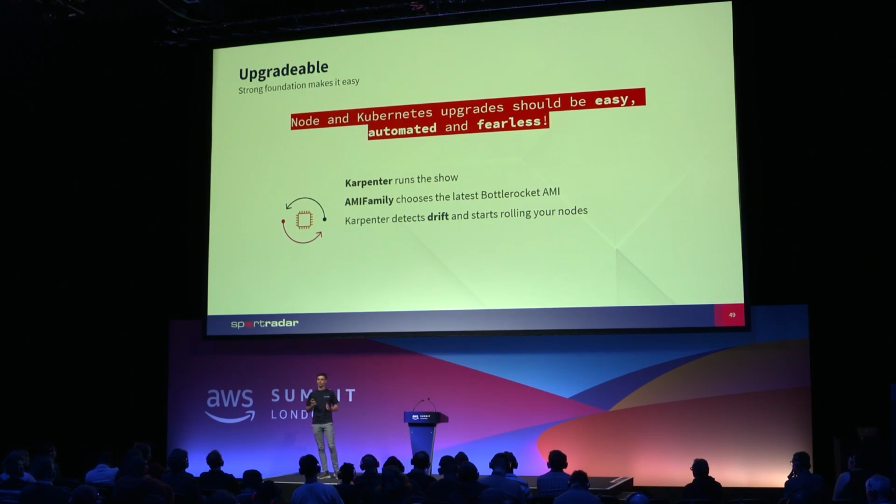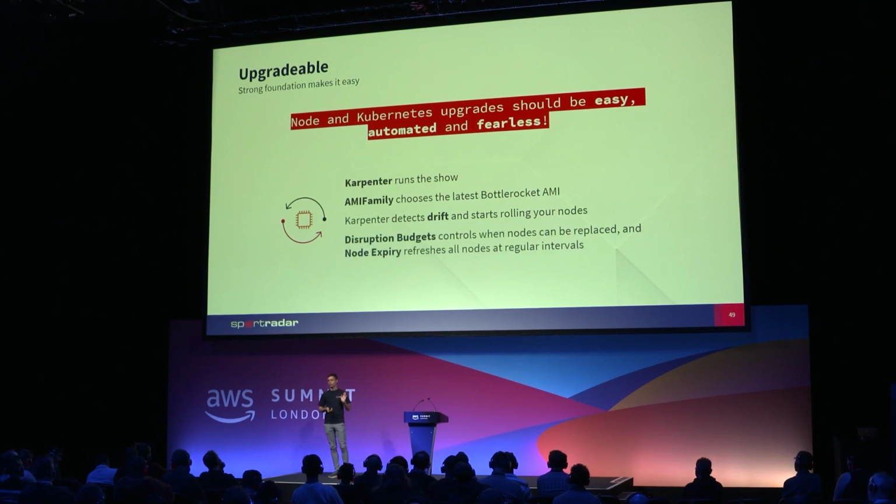So you define your AMI family in your node spec, and Karpenter's drift detection will make sure when a new image gets published, it will replace your nodes with an updated image, so you are always patched. But be careful, do use node disruption budgets, so you can control when and how fast your nodes can be replaced. And bundle that with a simple setting like node expiry, you can ensure that your nodes are refreshed at regular intervals, just keeping up with all the security patches that are coming on the operating system.